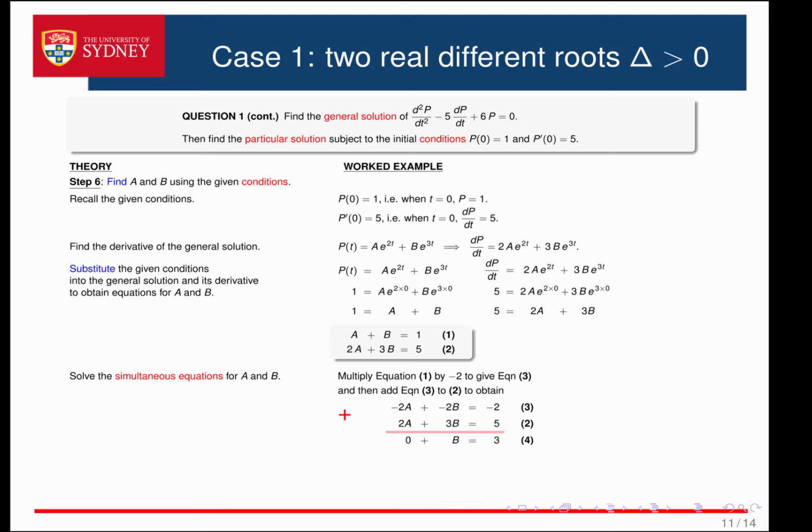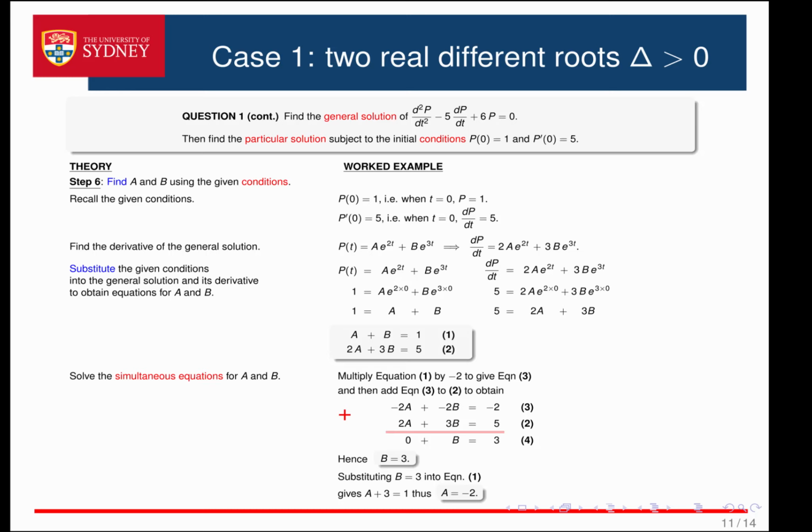The reason that a does not appear is that we have specifically chosen to multiply equation 1 by negative 2, so that when we add this new equation to equation 2, all the a's cancel out. This same method of elimination can be used to solve any such linear equations. Hence, b is equal to 3.